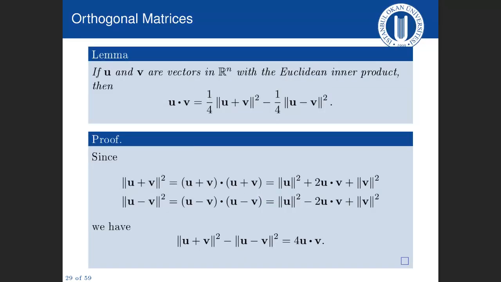I have another theorem coming up, but to be able to prove the next theorem, I need this formula. If u and v are vectors in Rn with the Euclidean inner product, then the dot product of u and v is equal to a quarter norm of u plus v squared minus a quarter norm of u minus v squared.